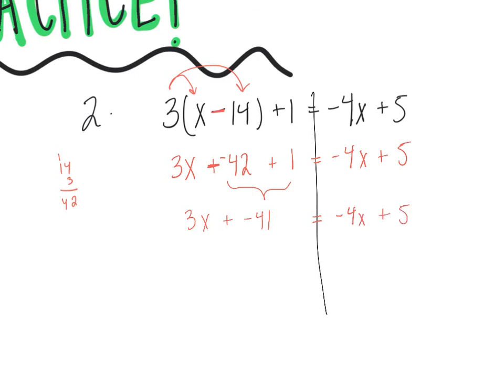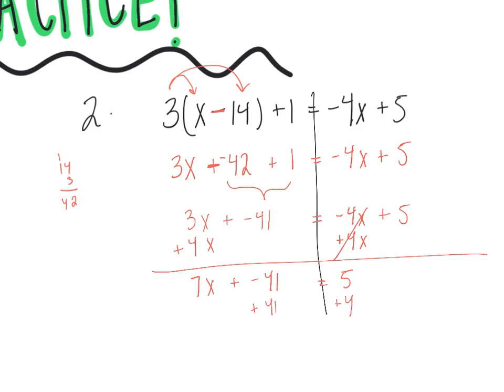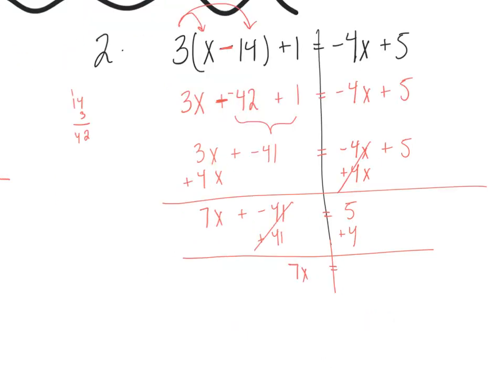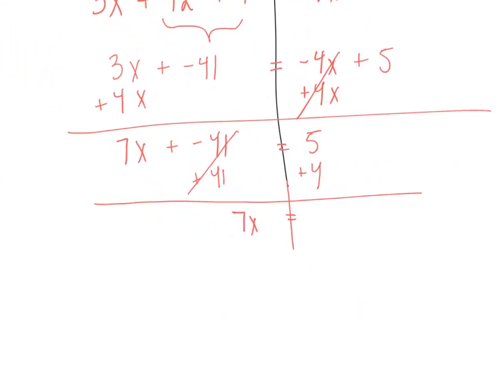Okay? From there, I'm going to move my variables to one side, my numbers to the other side. I'm going to add 4 x's just so I can get rid of that negative sign. You do it to one side, you do it to the other. 3x plus 4x, 7x, plus negative 41 equals 5. Okay, from there I'm going to move my number to the other side. Plus 41, plus 41. This cancels. I'm left with 7x equals 46.